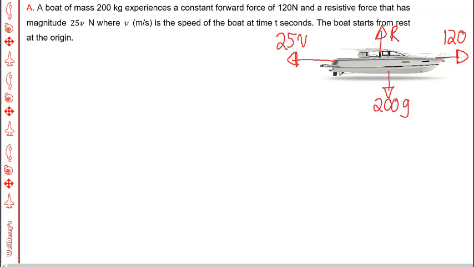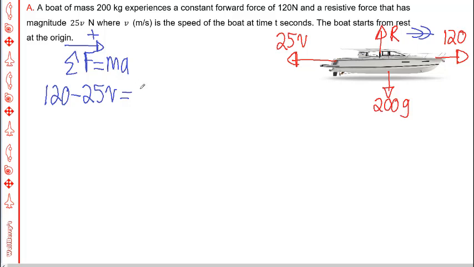Now we're going to use Newton's law to derive an equation of motion. Now remember, this thing is going this way. Newton's law states that the sum of all the forces is equal to mass times the acceleration. Now we're looking at the x direction. Since the boat is moving to the right, we're going to pick right as positive. Therefore, 120 is positive, in the direction of motion. The resistive force is negative, equal to the mass, which is 200, multiplied by a. Another way of writing a is dv over dt.